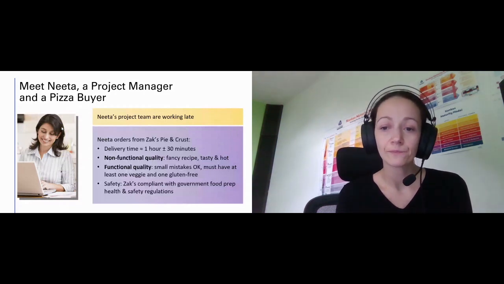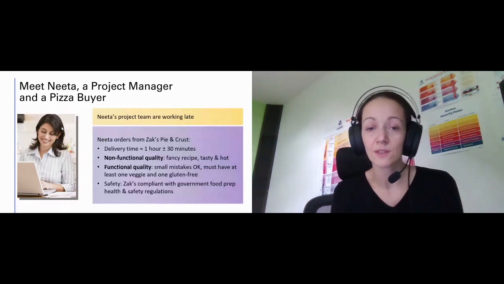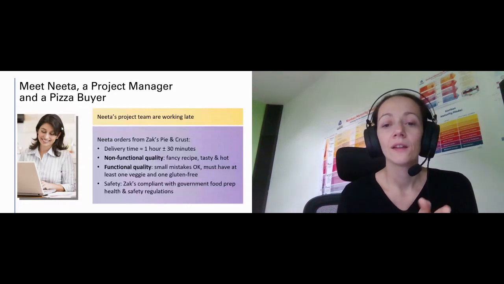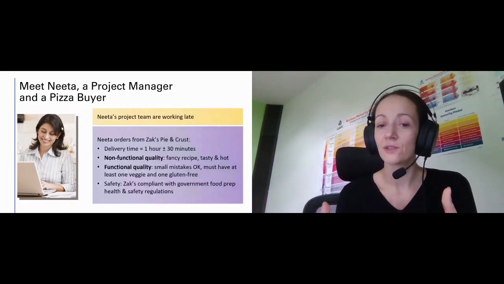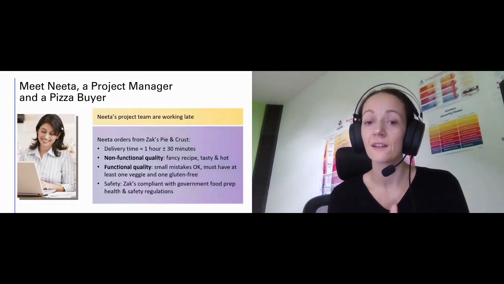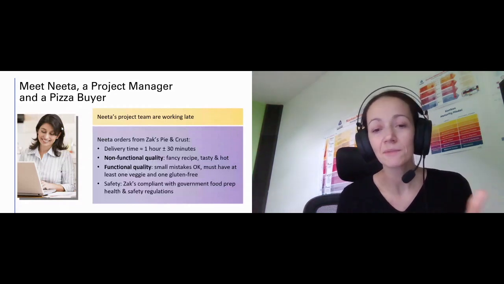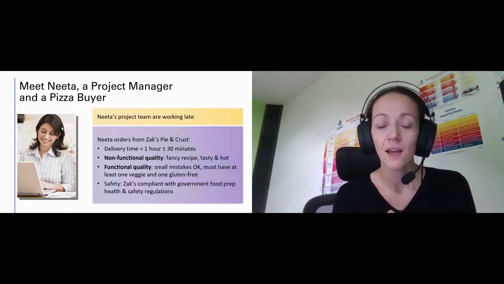So delivery time in Zach's Pie and Crust is 1 hour plus minus 30 minutes, so somewhere between 30 and 90 minutes. Non-functional quality is that they have really fancy recipes, and the pizza they deliver is tasting hot. And from the functional quality perspective, they sometimes make some small mistakes.